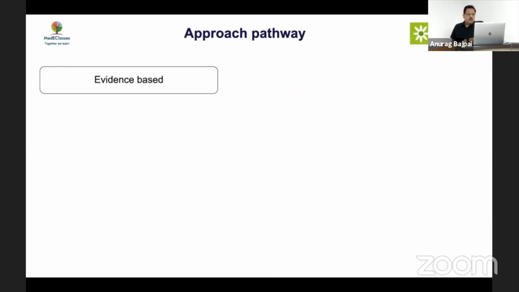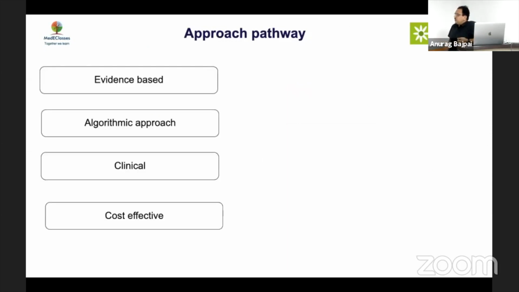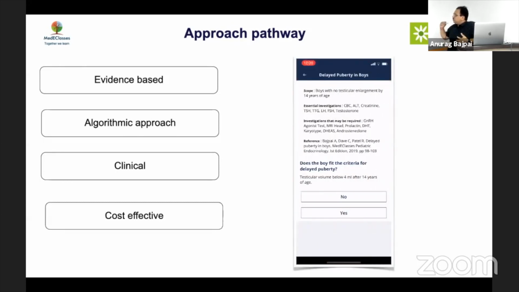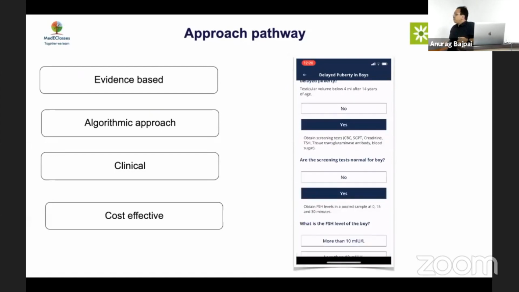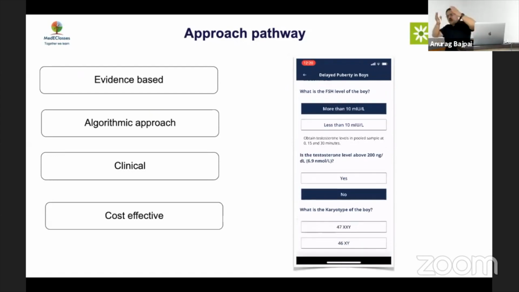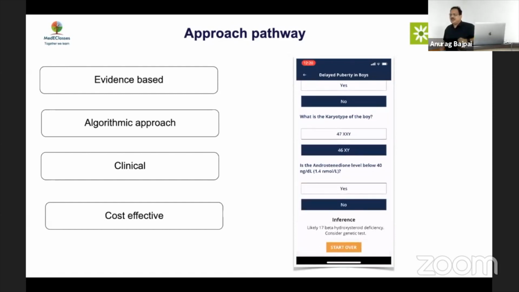Just to go through a bit, the approach pathway basically uses an evidence-based algorithmic approach. The way it works is that you have to choose a condition. Suppose you want to approach delayed puberty in boys, you will answer a few questions, and all these are taking you to one section of the algorithm. There will be around 100 possibilities, but you will reach, like in this case, 17 beta HSD deficiency. So it will end up at a particular diagnosis.